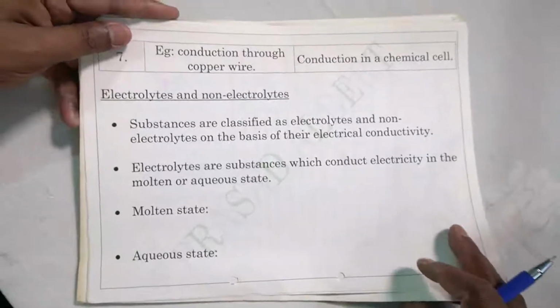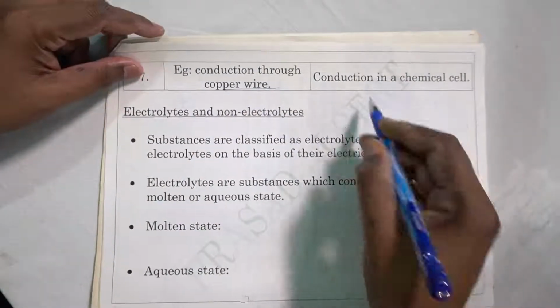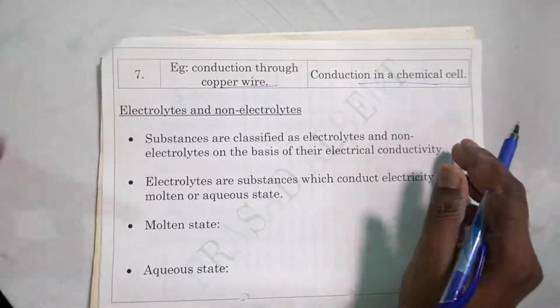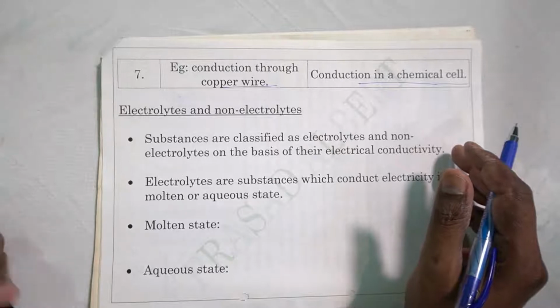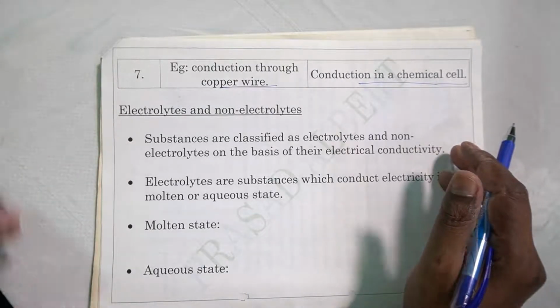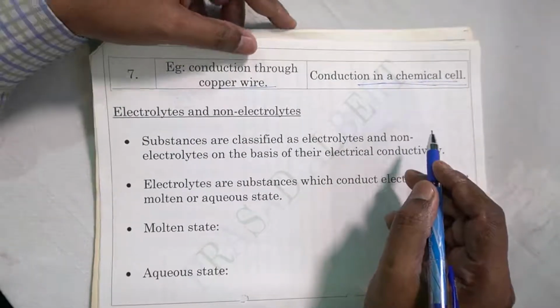As examples, for electronic conduction we can take conduction through a copper wire, and for ionic conduction, a chemical cell like a dry cell battery that you have at home, which you must be using in your TV remotes and other things. The number of cells available are all ionic conducting substances. Ionic conduction takes place there.